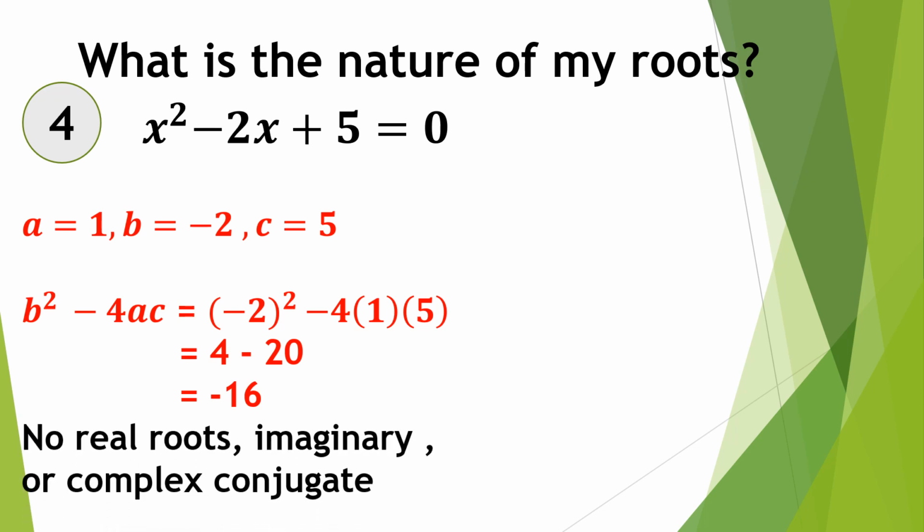Negative 16 falls under this description of the roots: no real roots, imaginary, or complex conjugate. So you expect that when you solve this kind of equation, x squared minus 2x plus 5 equals 0, your roots have an i in there, the imaginary unit. And of course, this cannot be solved using factoring either, because the value of the discriminant is negative 16.